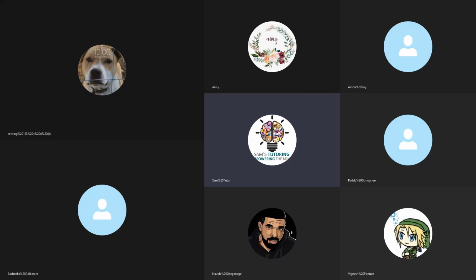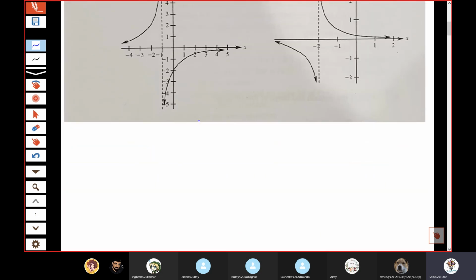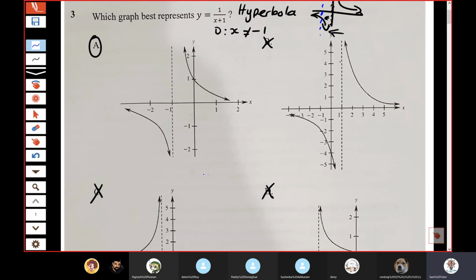So as I was saying, you could also do it as your normal hyperbola, shift it to the left one. So your asymptote that would have been here would now move to -1 over here. So there's a few ways of seeing this. The answer is A. Any questions, actually?